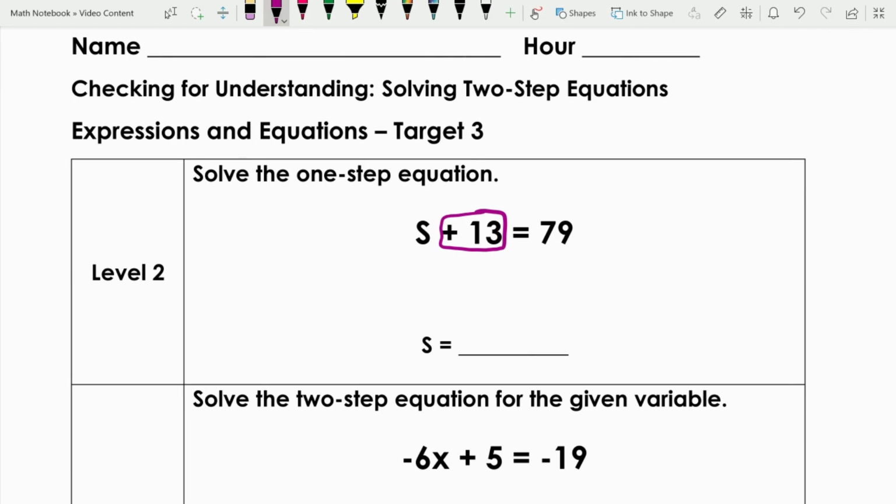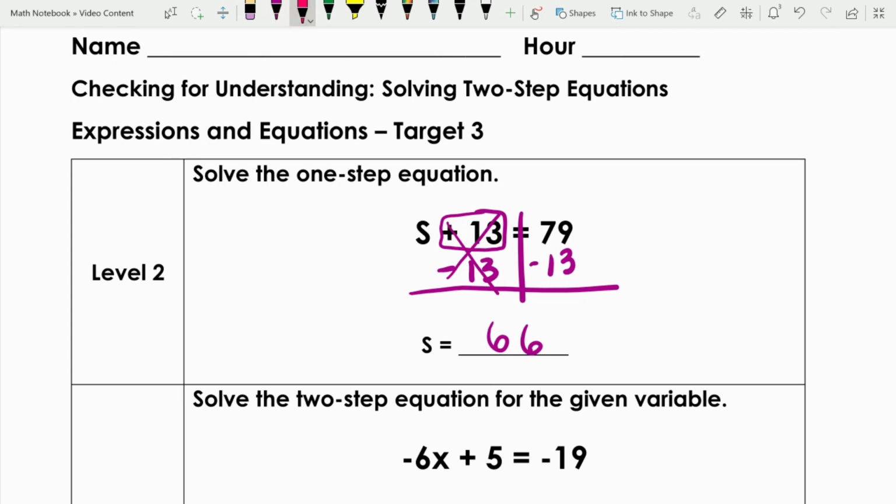So if it's plus 13, the opposite of that would be minus 13. And I'm going to do that on both sides. So when we have 13 minus 13, we get 0. So all that's left is s, which is already there. And then we just have to do 79 minus 13. So 9 minus 3 is 6, and 7 minus 1 is 6. So we know that our s equals 66 for this problem.